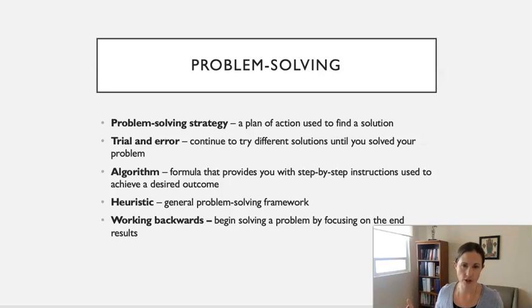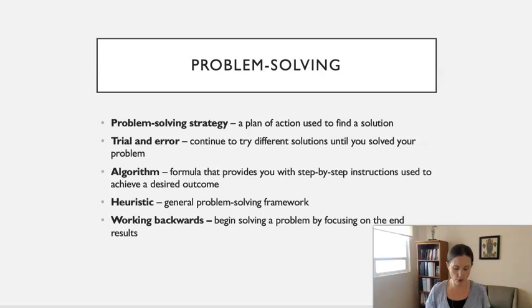You're generally going to use a problem-solving strategy, which is a plan of action used to find a solution. There are several types of problem-solving strategies. You can use trial and error, which is when you just keep trying new things until you find one that works. You can use an algorithm, which is a formula that provides you with step-by-step instructions used to achieve a desired outcome. An example of an algorithm is if you're making a bookcase from IKEA and you are following those pictures in that direction guide step by step.